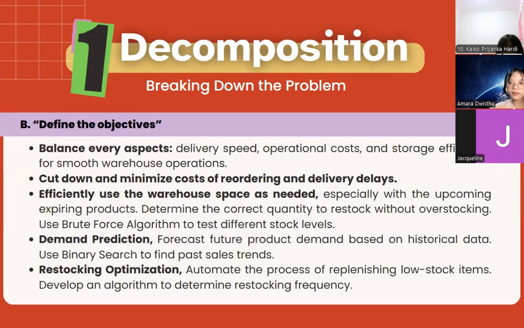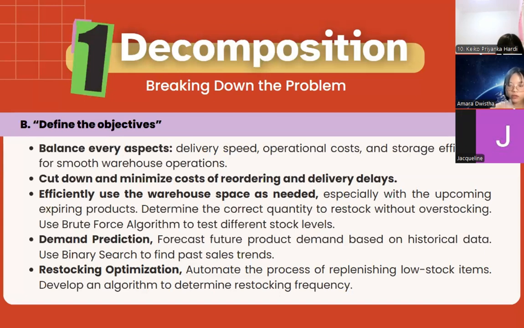Next. The second part of the decomposition is to define the goals or the objectives. To set the goals, we have to make a plan. The first thing we're going to do is make sure every aspect is balanced, including speed, storage, and cost, so that everything runs smoothly. The second one is to reduce unnecessary spending, which means we will cut costs on reordering and delays. Then we're going to use warehouse space efficiently, especially for products that will expire, and predict demand using past sales data to know what to stock and when.